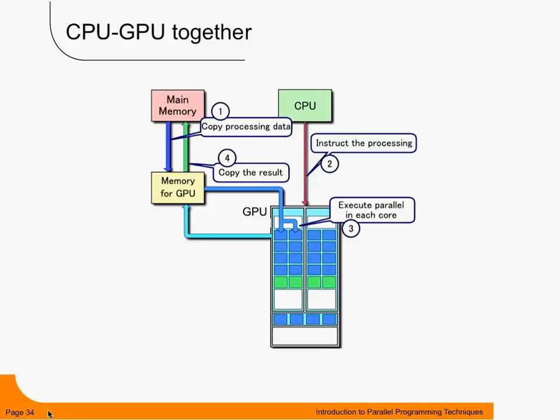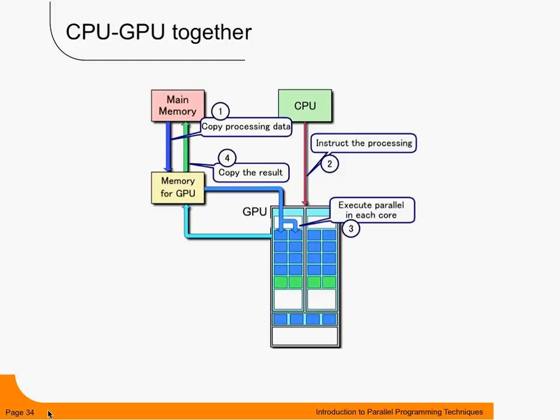So here is a simple diagram about how the CPU and GPU are connected and how it works. Here is the CPU and here is the main memory. And here is the GPU, an NVIDIA GPU for example. If you use the GPU for a computational purpose, let's say mathematics, what you do first is copy data to the GPU memory.